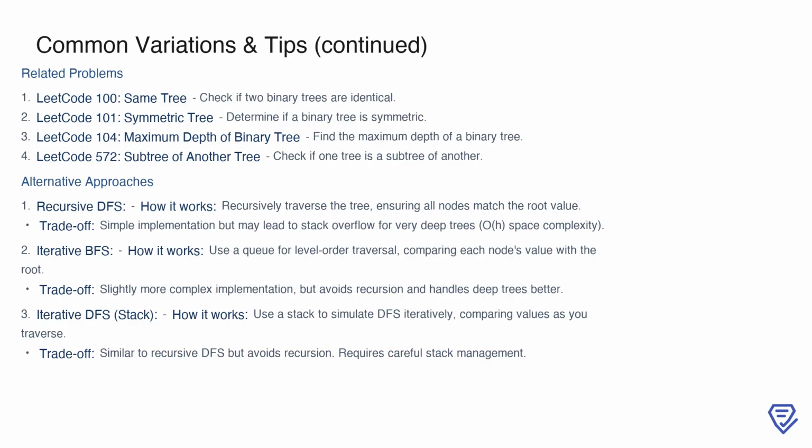In terms of alternative approaches, recursive DFS is a straightforward method where you traverse the tree recursively, ensuring that all nodes match the root value. However, this approach can lead to stack overflow for very deep trees due to its O(H) space complexity. Iterative BFS, on the other hand, uses a queue for level order traversal while comparing each node's value to the root. This avoids recursion and handles deep trees better but can be slightly more complex to implement.